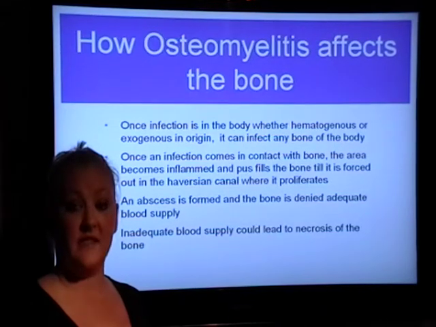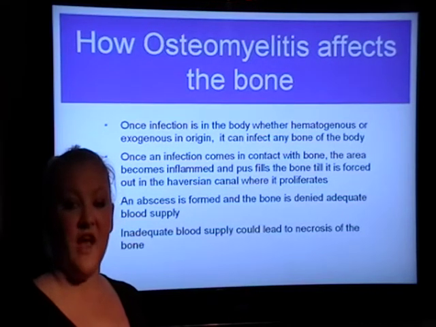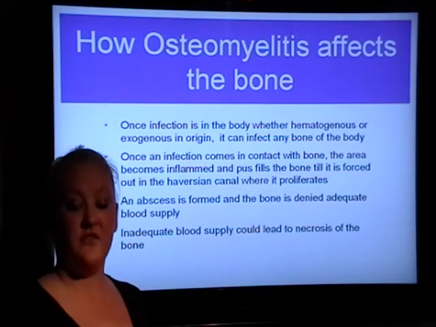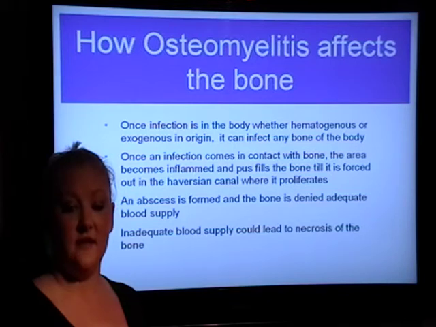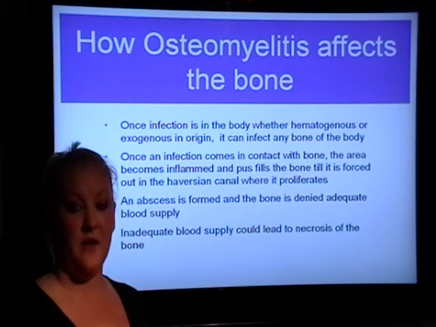How osteomyelitis affects the bone. Once an infection is in the body, whether hematogenous or exogenous in origin, it can affect any bone in the body. Once an infection comes in contact with bone, the area becomes inflamed, pus fills the bone, and is forced out into the Haversian canals where it proliferates. An abscess is formed and the bone is denied adequate blood supply. Inadequate blood supply could lead to necrosis of the bone.